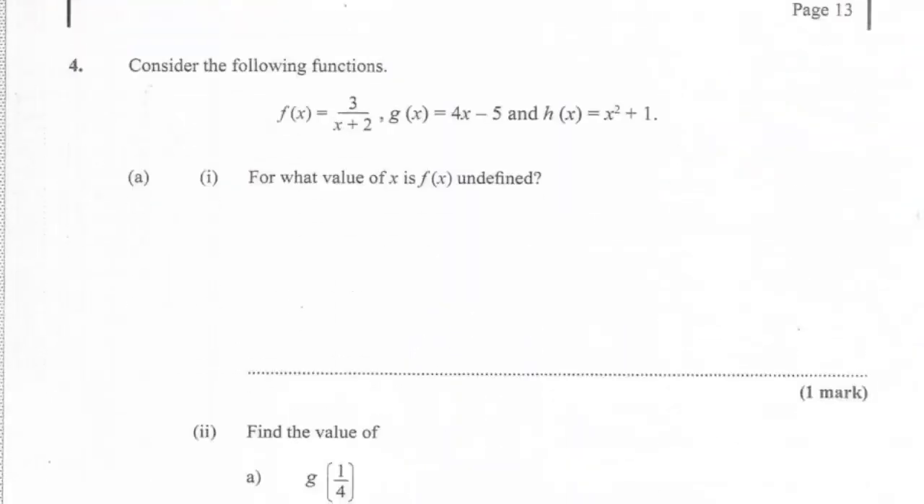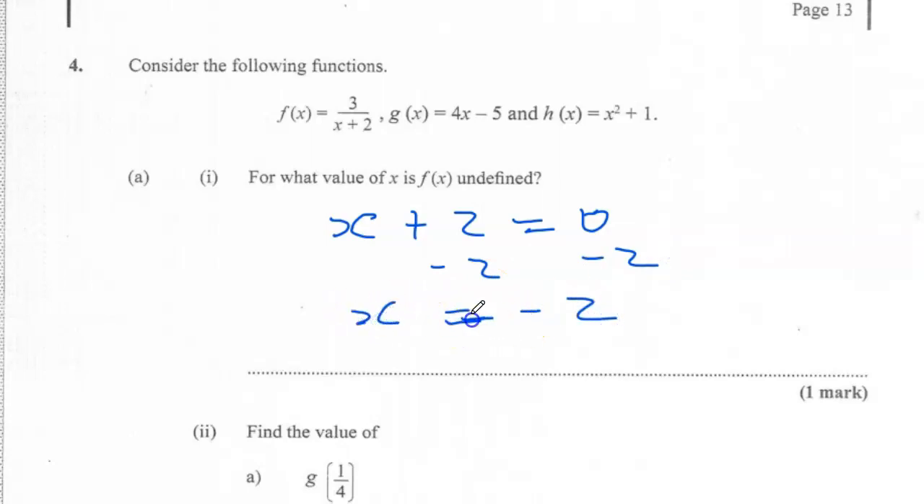So we're on to question 4. Consider the following functions. We have three functions, f of x, g of x, h of x. For what value of x is f of x undefined? Note, we cannot divide by 0. So f of x is undefined when the denominator is equal to 0. If we subtract 2 from both sides, x equals minus 2. So the function is undefined when x is negative 2. Notice when x is negative 2, you'll have a denominator of 0. And we know you can't divide by 0.